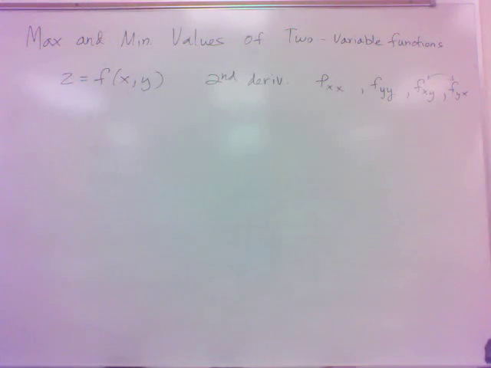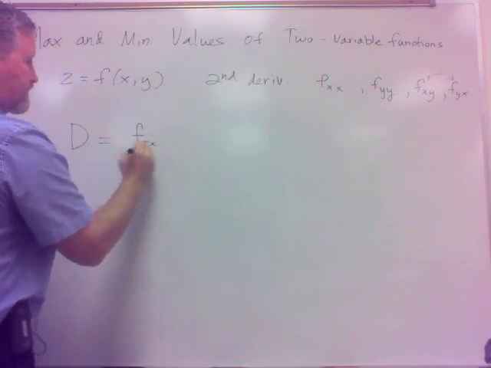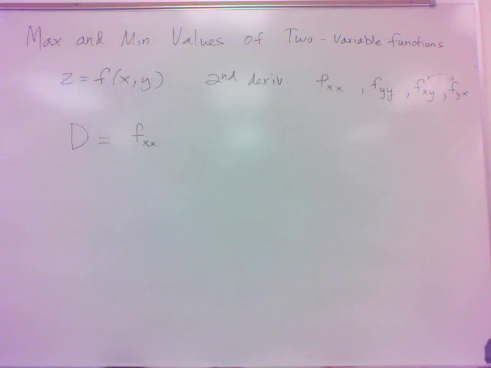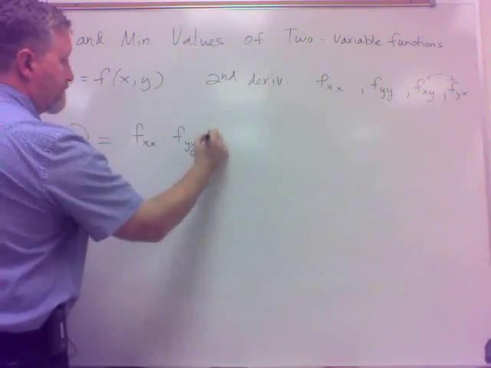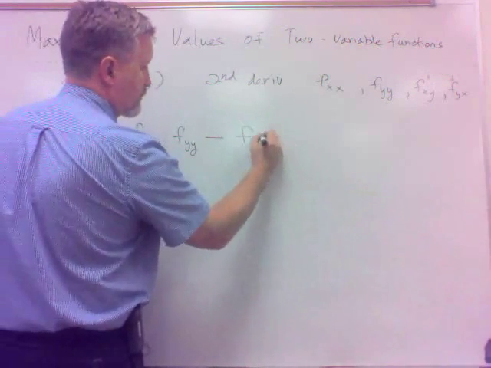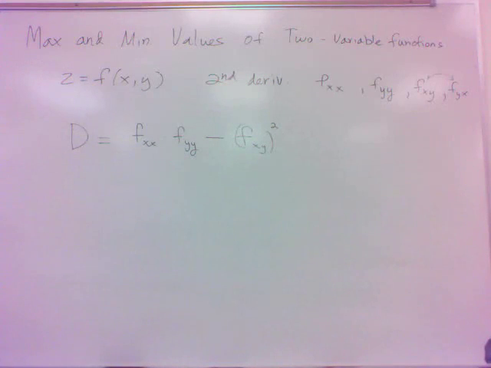Now, it turns out we're going to use a combination. We're going to use D, this expression, and D is going to be equal to the second derivative xx times the second derivative yy minus the second derivative xy squared, or yx squared, either one. You could use either one, but you're going to square that. Okay? It's just the combination.